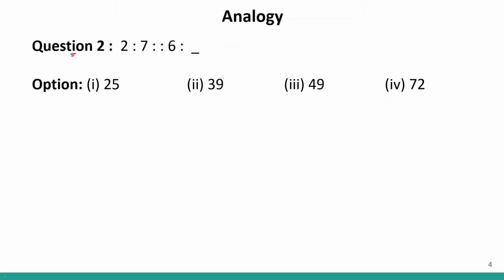Moving on to question number 2. Question number 2: we have 2 : 7 :: 6 : ?, and we have to find the missing term. The first relation can be plus 5. If I add 5, I will get 11. But do we have 11 as an option? No. So we have to look at another logic.